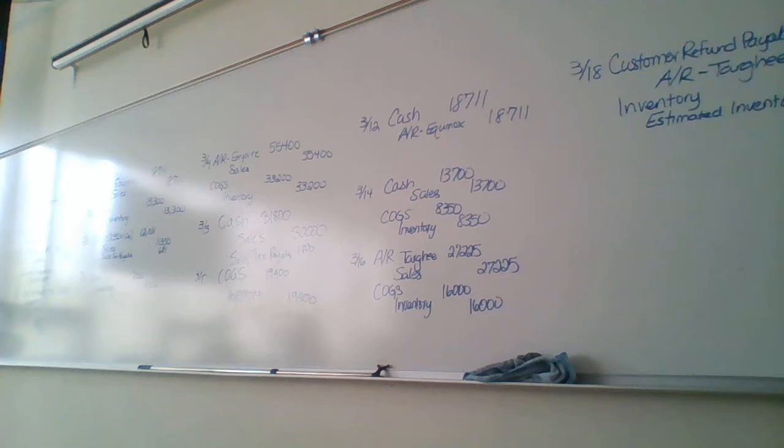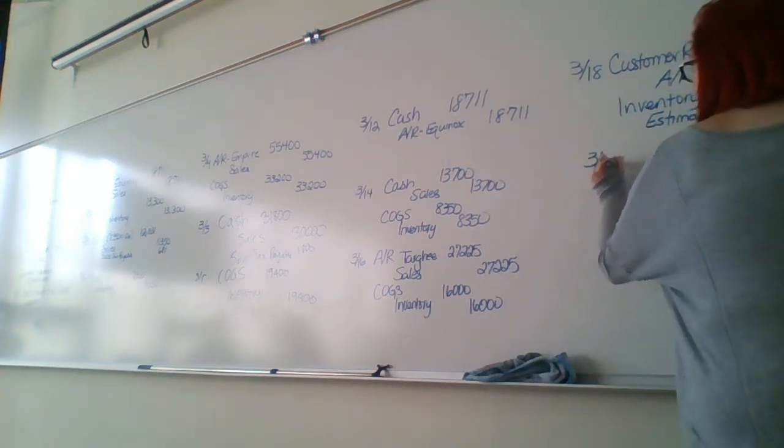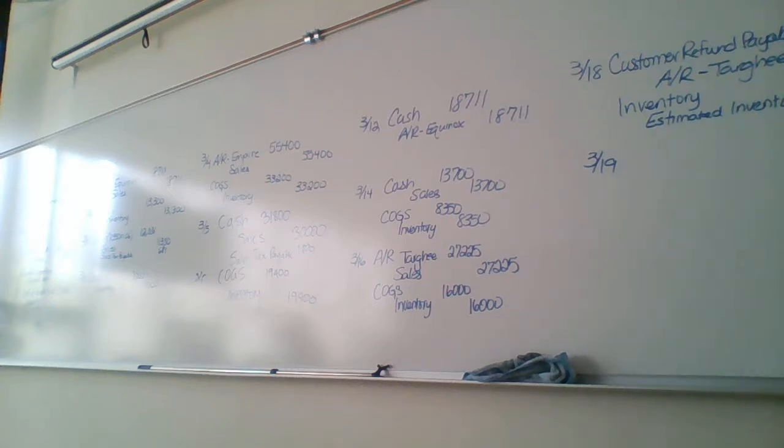So on March 19th, we sold merchandise on account to Vista Company for $8,250, terms FOB shipping point 2/10 net 30. We added $75 to the invoice for prepaid freight. The cost of goods sold was $5,000.